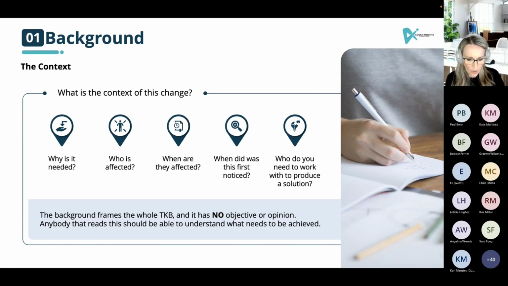I often use a house, I might use a different example today. But if you are going to be changing or renovating your house, you want to understand what's the background of the idea behind what you're doing. Who is affected? When were they affected? When did we first notice a particular need or a change? And who do we need to work with to provide a solution? So the background really frames the whole knowledge brief.